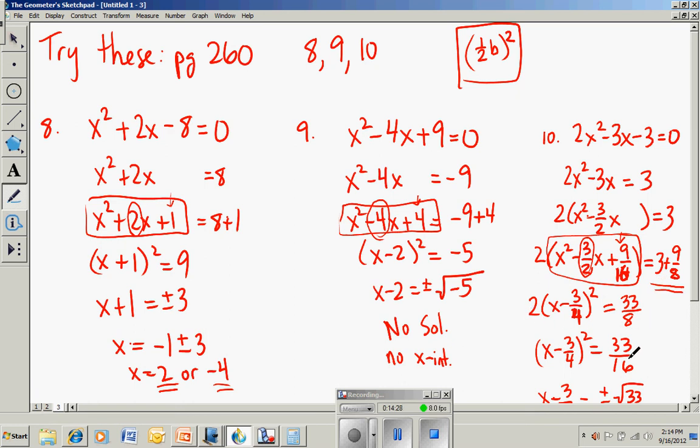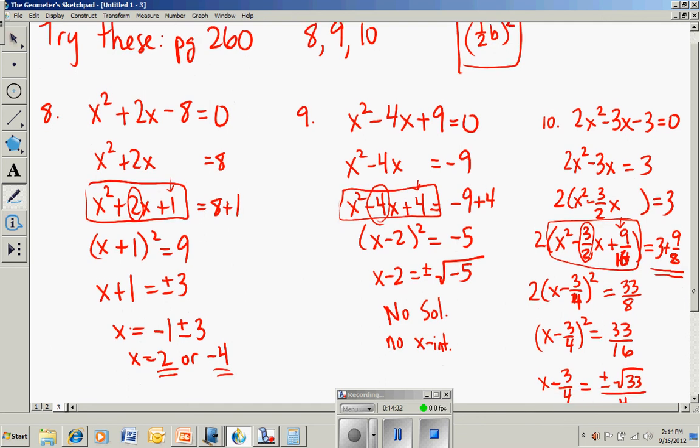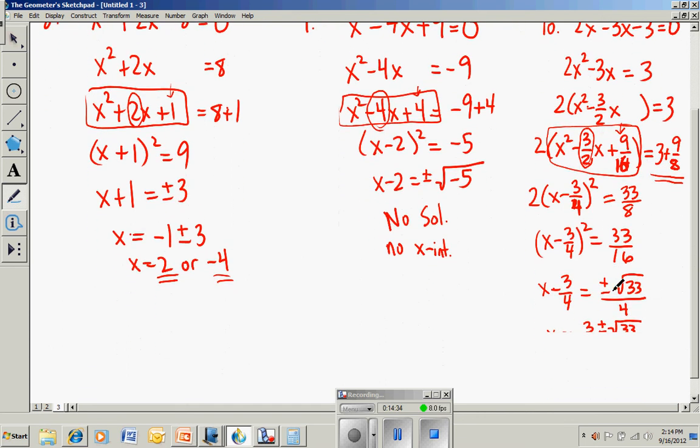And then we can solve for x by dividing by 2, so that gives me 33/16. Taking the square root of both sides gives me plus or minus the square root of 33, and I actually know the square root of 16, so I can just write that as 4. And then x minus 3/4 is plus or minus the square root of 33 over 4, which means x is going to be equal to 3/4 plus or minus the square root of 33 over 4. 2 possible answers there.